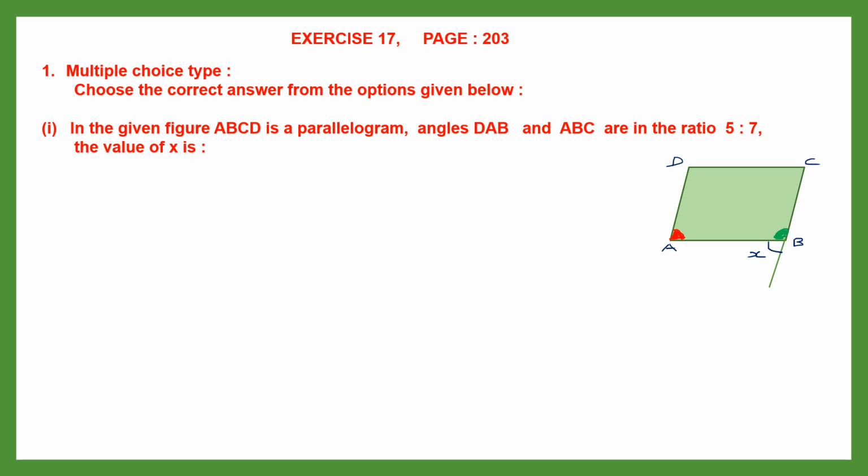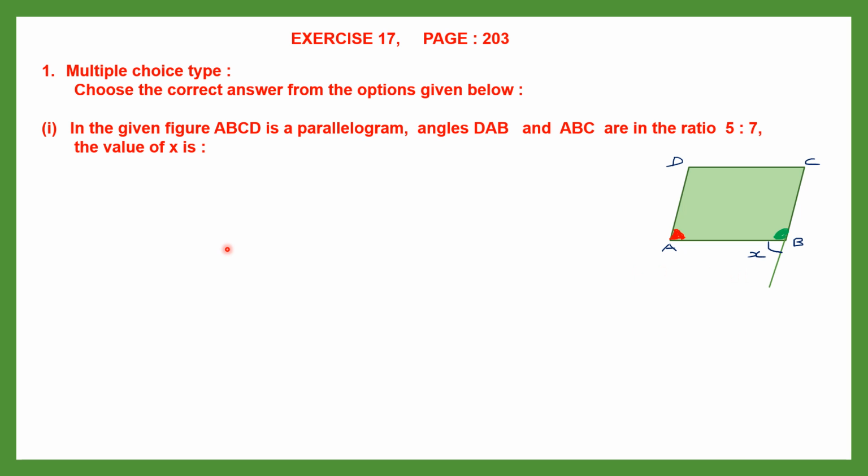So here what are they telling us? They are saying that these two angles are in the ratio 5:7. Now we have to find the value of x. Can you see this side CB has been produced and we have an angle here. We have to find the value of this angle. So once we find the value of these angles, we'll be able to find the value of x.